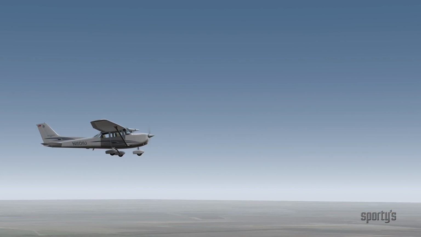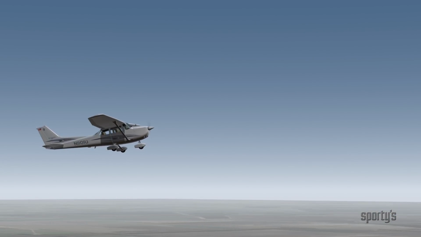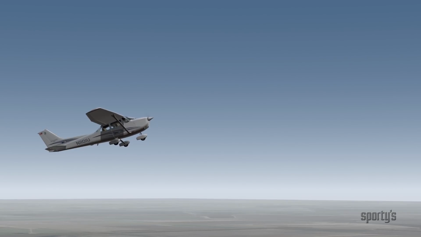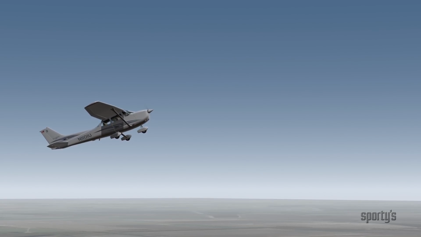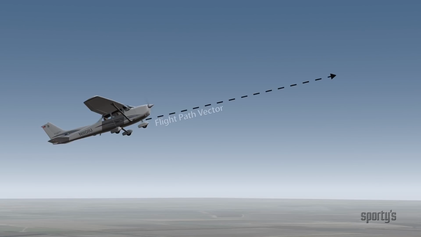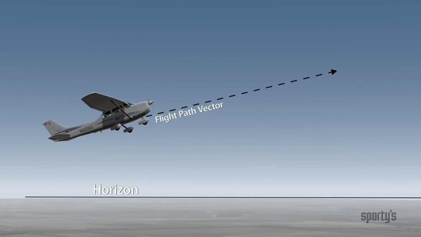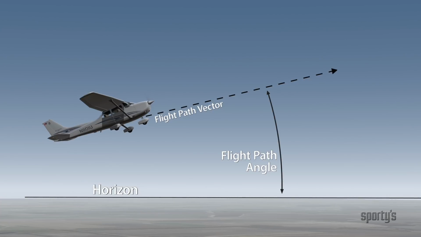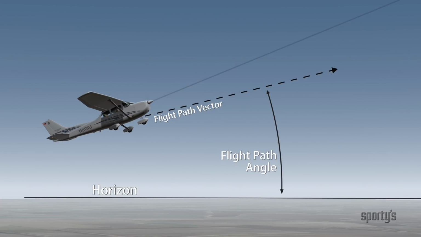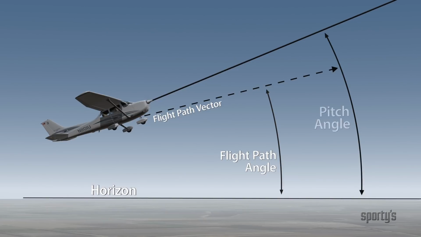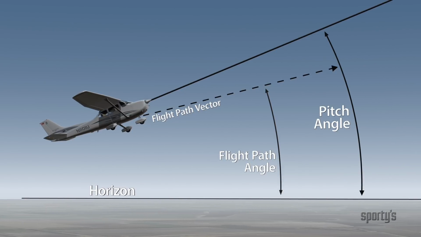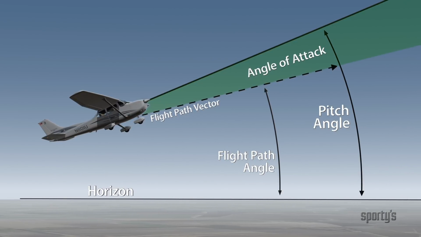But remember that angle of attack is not the same as pitch angle. To distinguish between these two, we need to consider a third angle, the flight path angle. This is the angle between the flight path vector, where the airplane is going, and the horizon. You can think of this as the climb-descent angle of the airplane. Subtract the flight path angle from the pitch angle and you have the angle of attack.